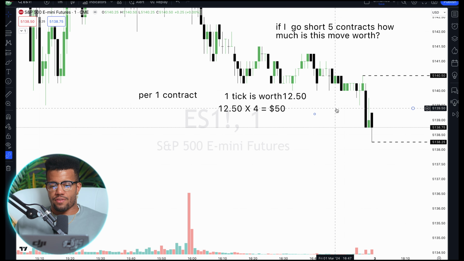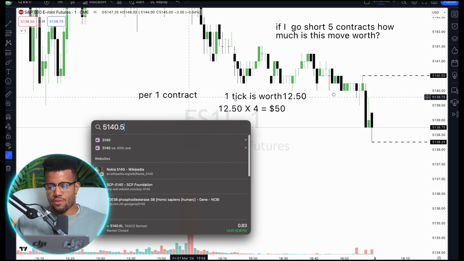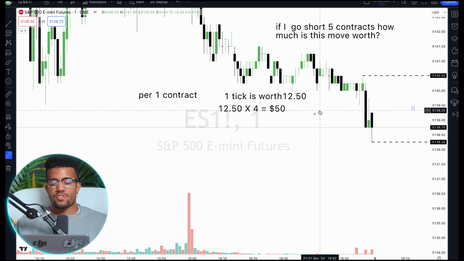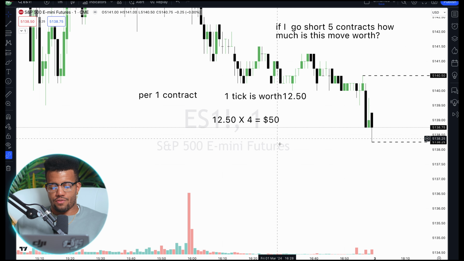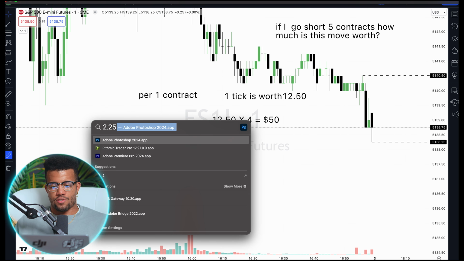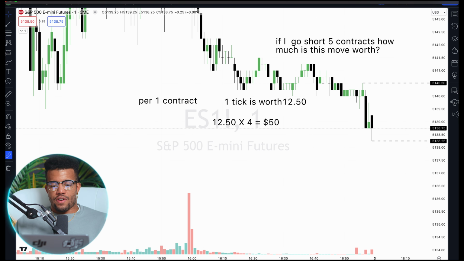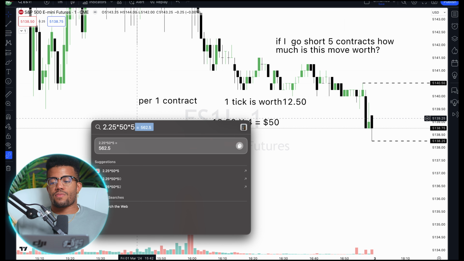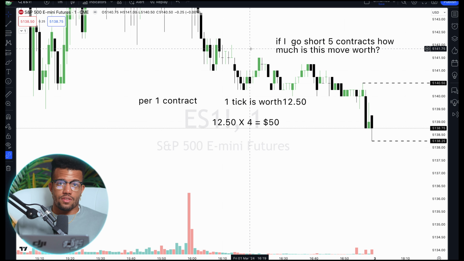All right, here's how we do the math. 5,140.5 minus 5,138.25, the answer is 2.25. Okay, it's 2.25 points. Obviously, you can do that in your head, but it's 2.25. Okay, 2.25 times 50 is $112.50. So this move is worth $112.50 per contract. 2.25 times 50 times 5 is $562.50. So that little move with five contracts is worth a little over $500. Obviously, the inverse is true. If your trade goes against you, you'll get smoked.